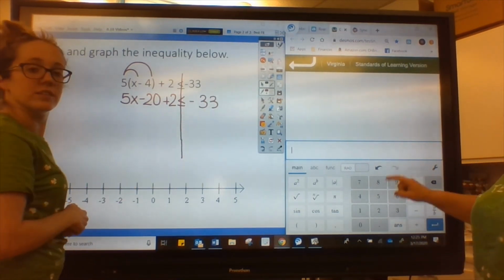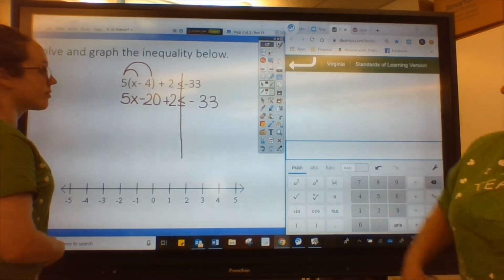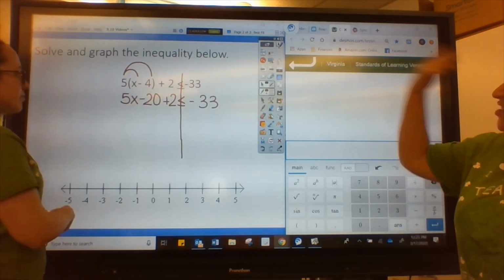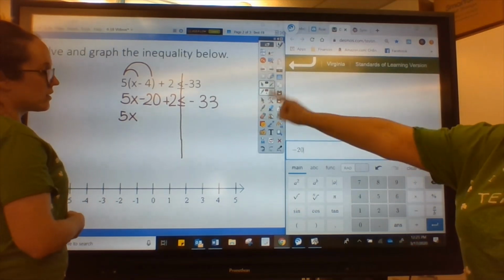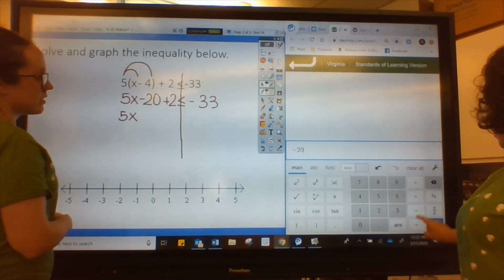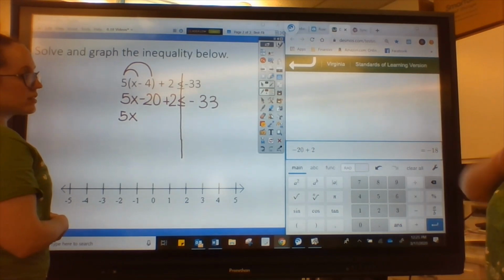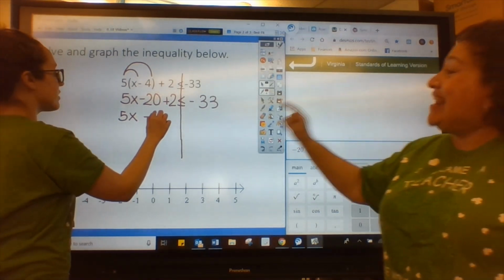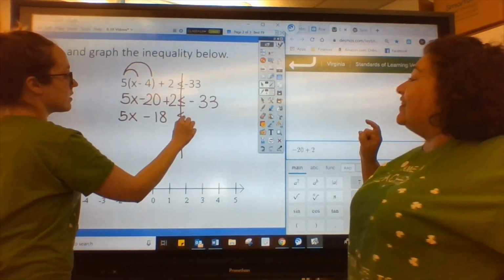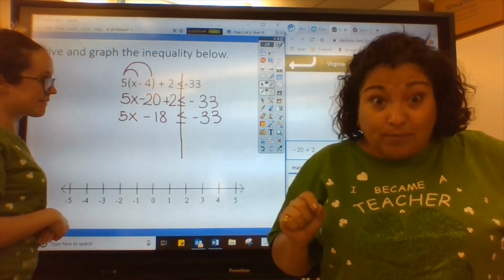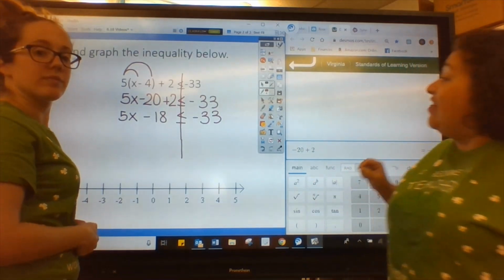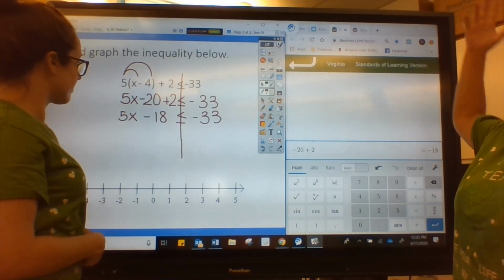So now we're going to have to combine some like terms. Are there any other x's anywhere? No. So let's just bring that one down. Now I'm going to put together that negative 20 plus 2, which gives me a negative 18 less than or equal to negative 33. You got to keep your sign with your number. Okay? Then we're going to look at that. We have to add 18 to each side.